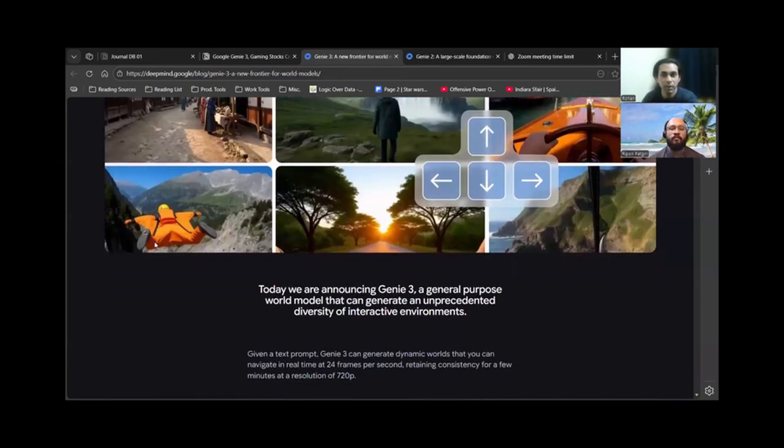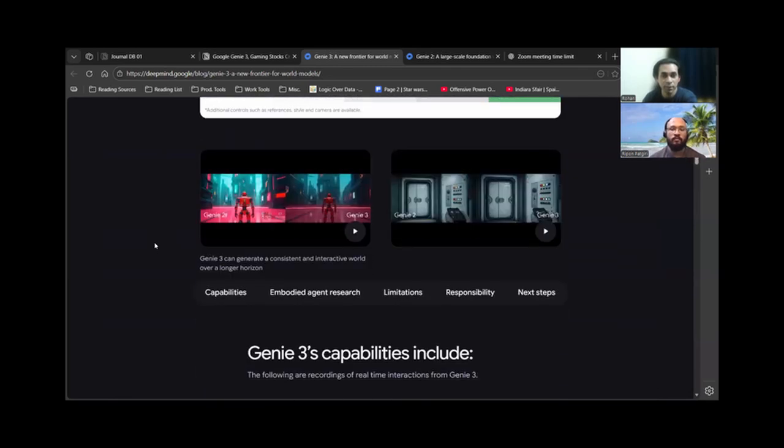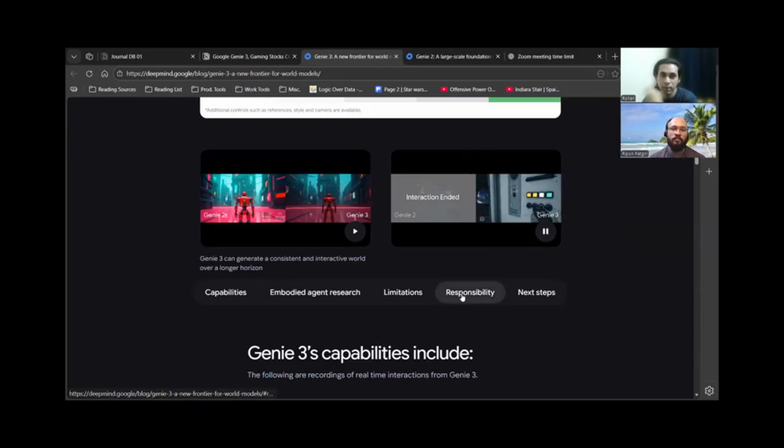Genie 3 is just an upgrade. As far as the demo is concerned, there's nothing fundamentally different, but the quality has improved. I think there are some demos here. You can see the resolution and also the duration has improved over Genie 2. On the left you have Genie 2, it has ended. Genie 3 continues on, and the quality is also better. Let's just look at this demo as well.